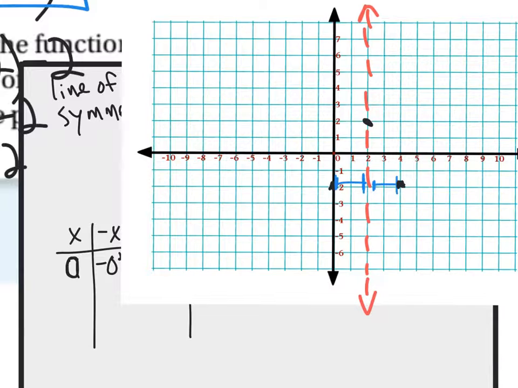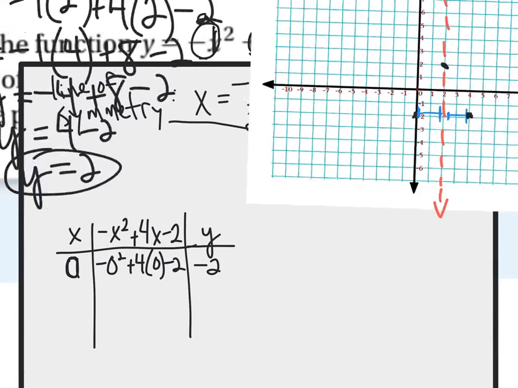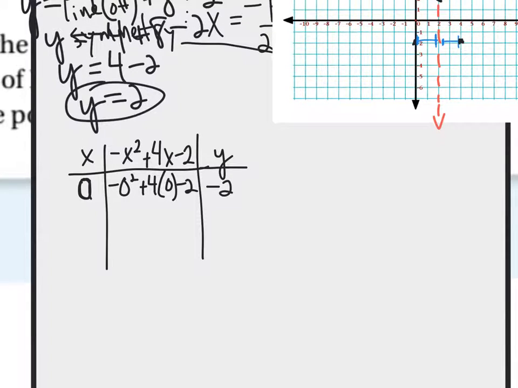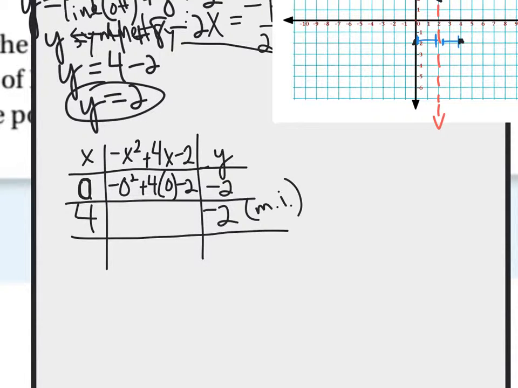So it looks like 4, -2 should be another point on our line. For that, we don't have to go and work all of that out. We can just say 4, -2, and then if you want, you can put mirror image, or MI, just an abbreviation for mirror image, just to show that you don't really need to do the work for that part. And then we haven't done 1 yet, so I'm going to go ahead and put a 1 in.